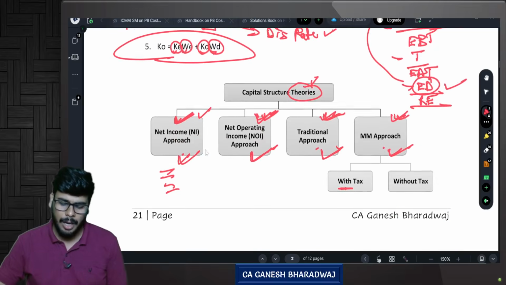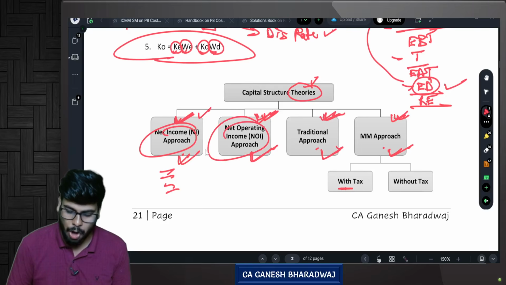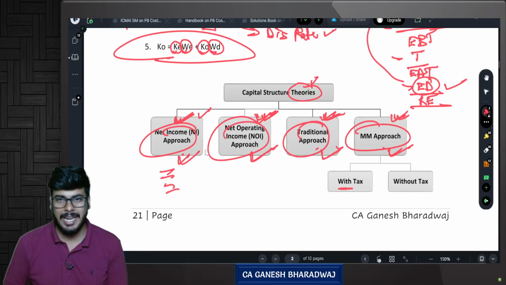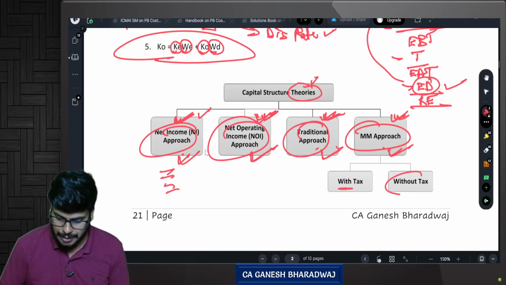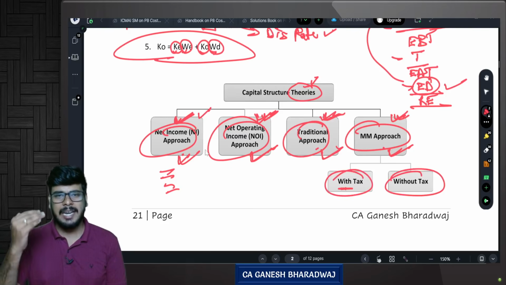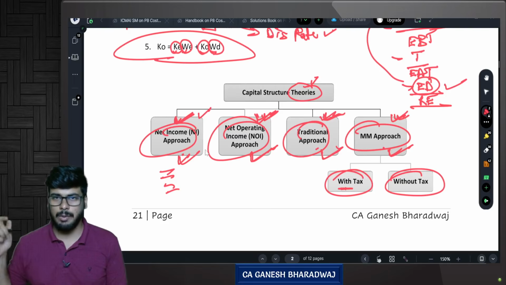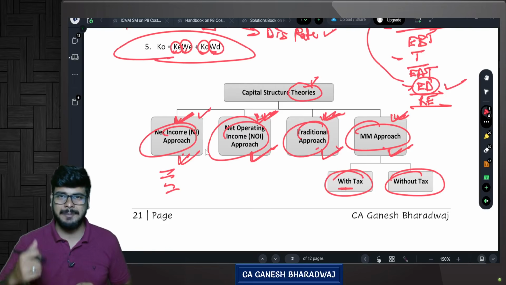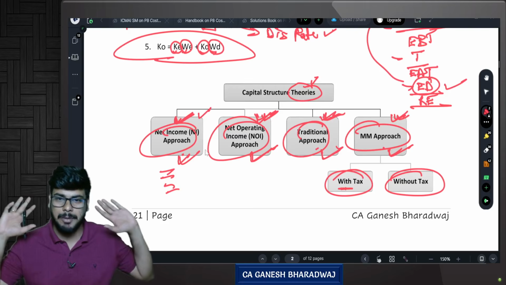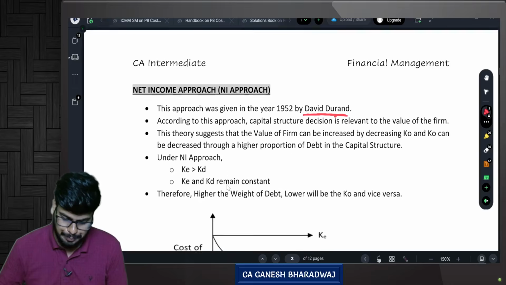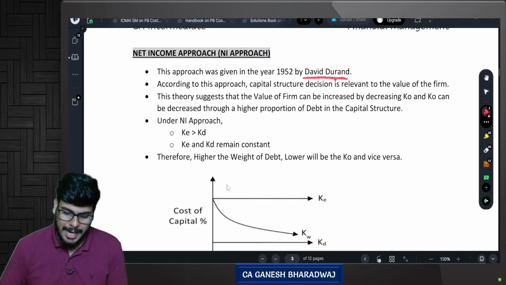Now, there are four theories: net income approach, net operating income approach, traditional approach, and Modigliani-Miller approach. In the Modigliani-Miller approach we have without tax and with tax. Okay, let us see one by one. First, I will teach you all the concepts, and then we will be doing a few problems, and we are done with it. Clear? So now, net income approach.